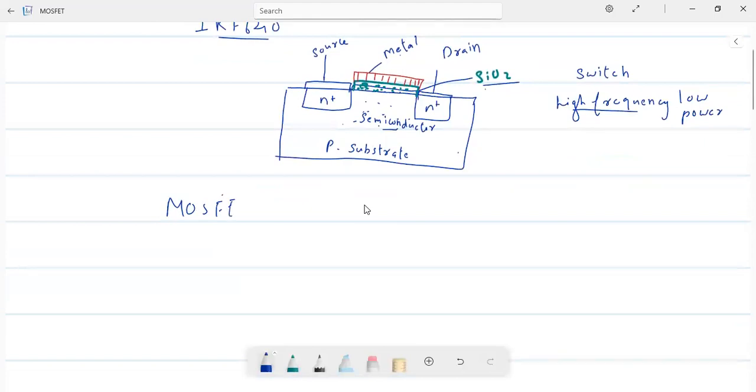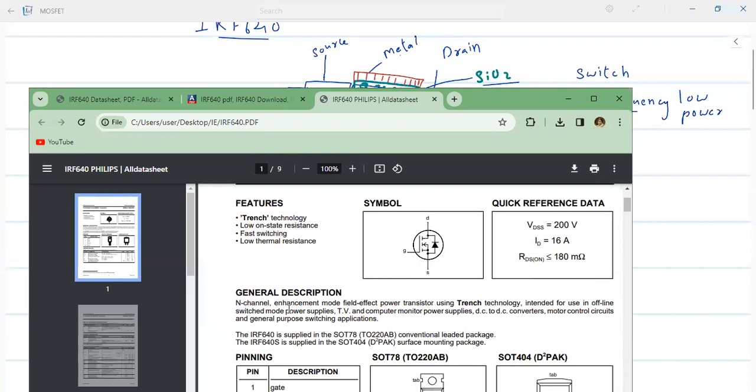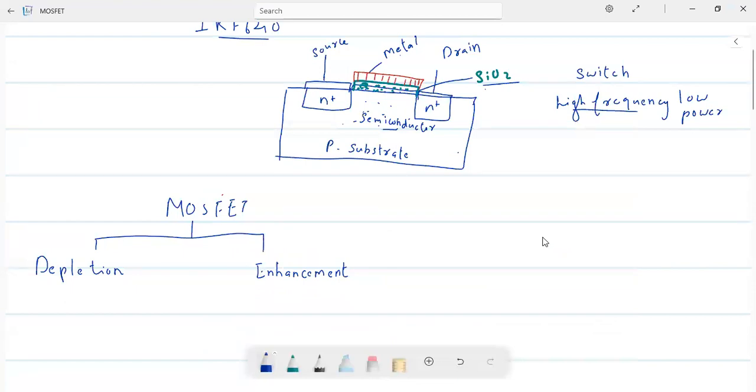The MOSFET is widely classified into two categories, that is depletion type MOSFET and enhancement type MOSFET. Depletion mode and enhancement mode. We have seen that data sheet, right? Whether it is depletion or enhancement, you can see it here. It is an enhancement type MOSFET. So what is depletion? What is enhancement?